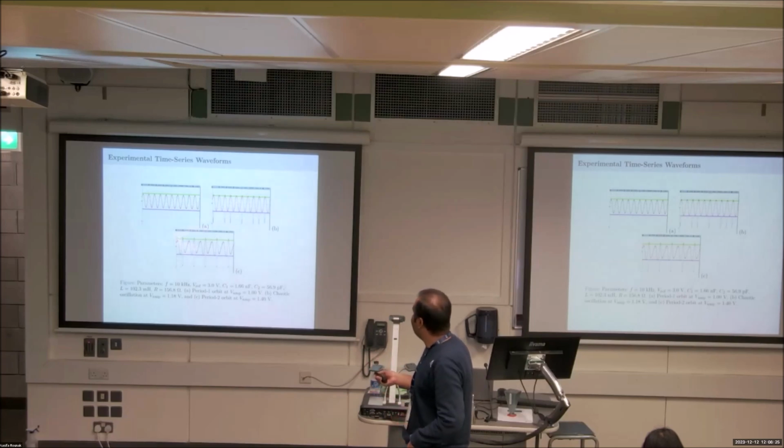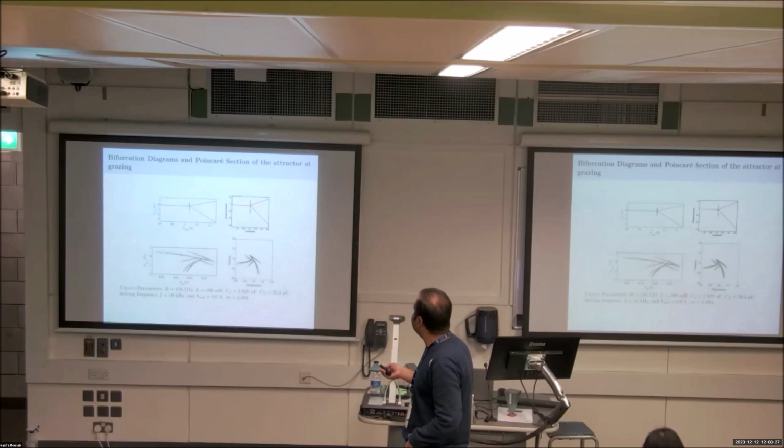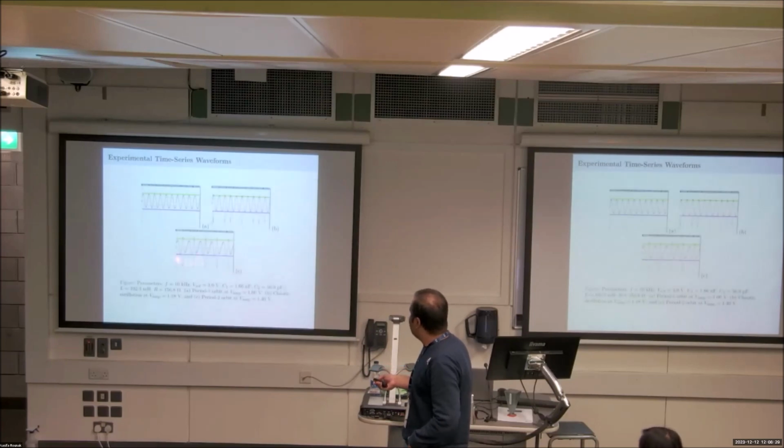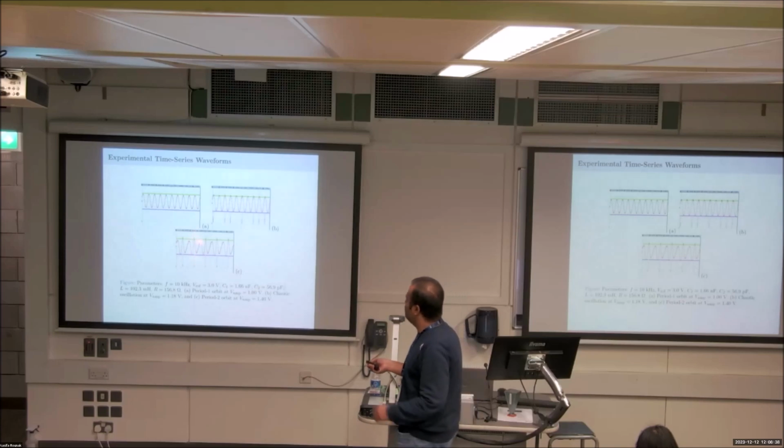And after that, you will find that there is a period 2 orbit that we anticipated in numerics as well. So the comparator output changes its state after 2 loops. Like this loop does not hit the reference voltage, and this loop touches the reference voltage.